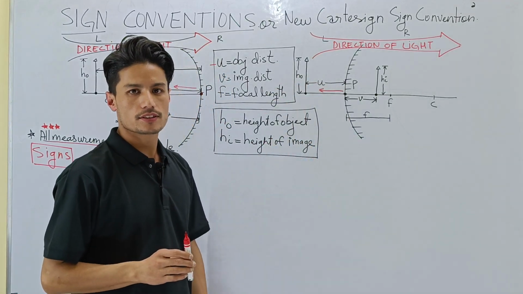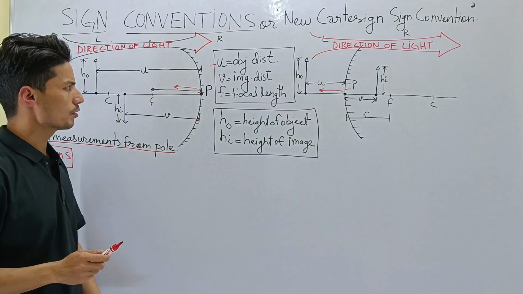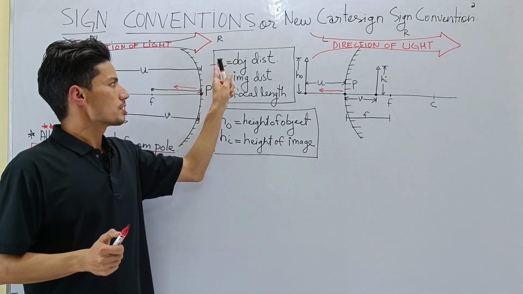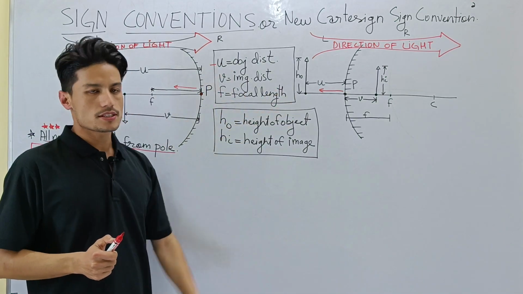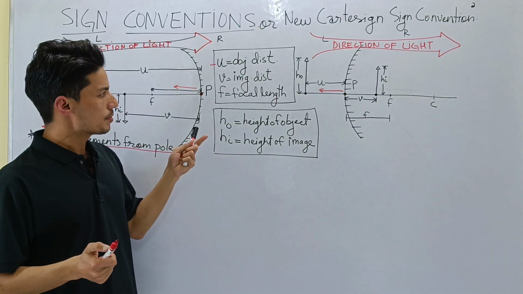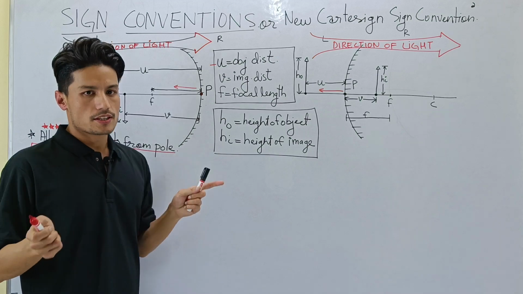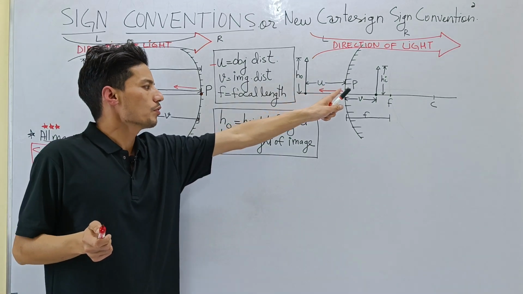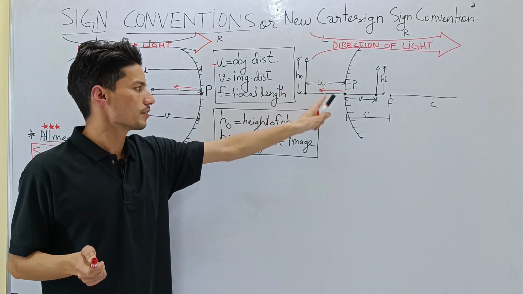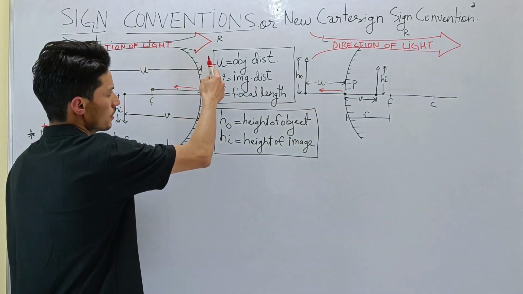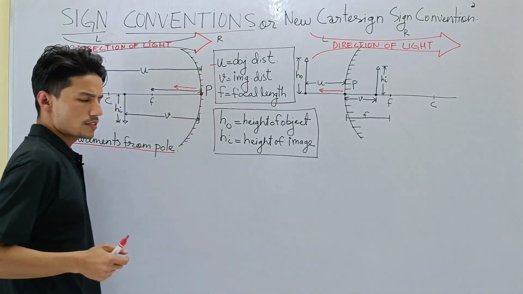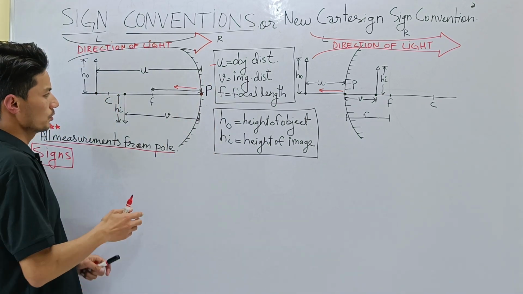Is that clear? Now that you know that object distance will be negative in both cases, always remember that object distance will always be negative. For image distance, it will depend. So let us find out.